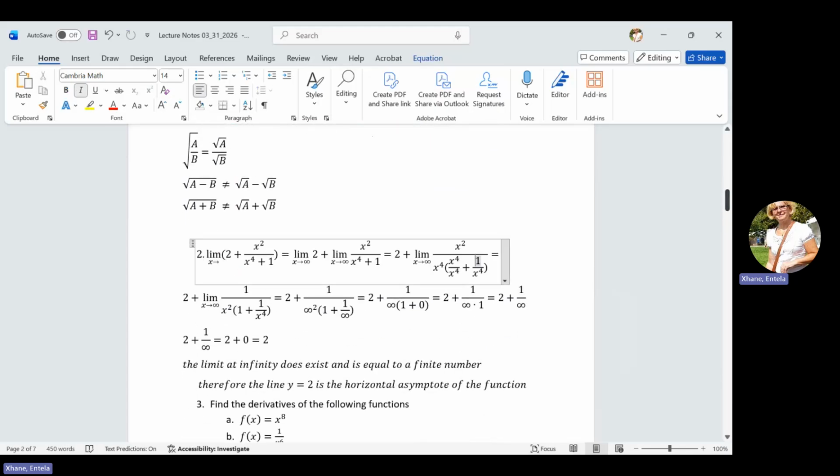The answer is 2. So in this case, the limit at infinity does exist, and it is equal to a finite number. Therefore, the line y equals 2, remember, we have to write the equation in this form, is the horizontal asymptote of this function.